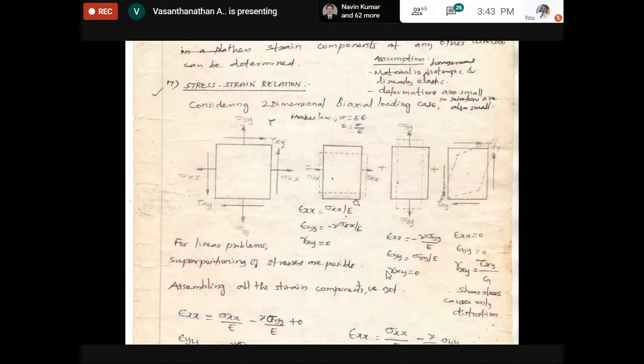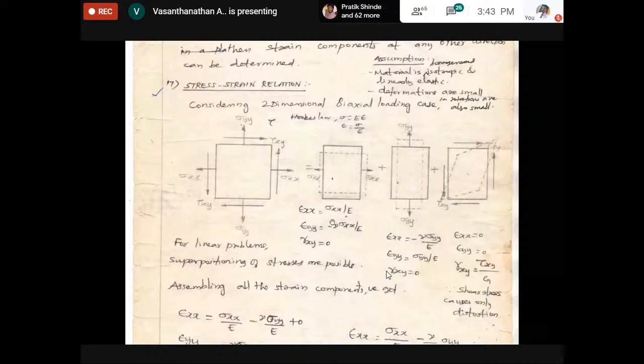Now I am splitting into 2. One, I am considering sigma x. Other one, I am considering sigma y. Other one, I am considering shear. This is called a pure state of shear. The dotted line shows the deformed shape. Now for these 3, you are superimposing them, only for linear problems, that is for small deformation problems. For plasticity, you cannot do it.